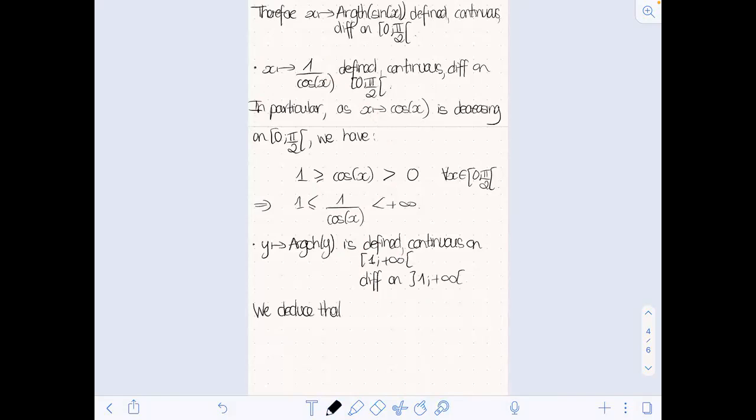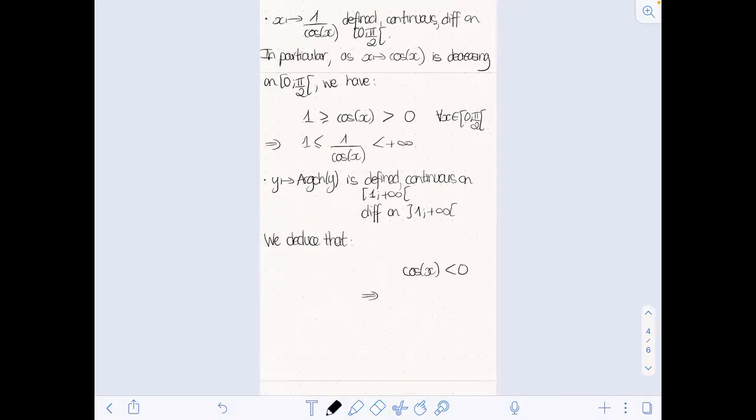I have a question. If we had cosine of x bigger than or equal to 0, would we then have 1 over cos of x smaller than 0, or would we still have plus infinity? If you had cosine of x bigger than or equal to 0, and you take 1 over cosine of x, in this setting you'd still have smaller than plus infinity.